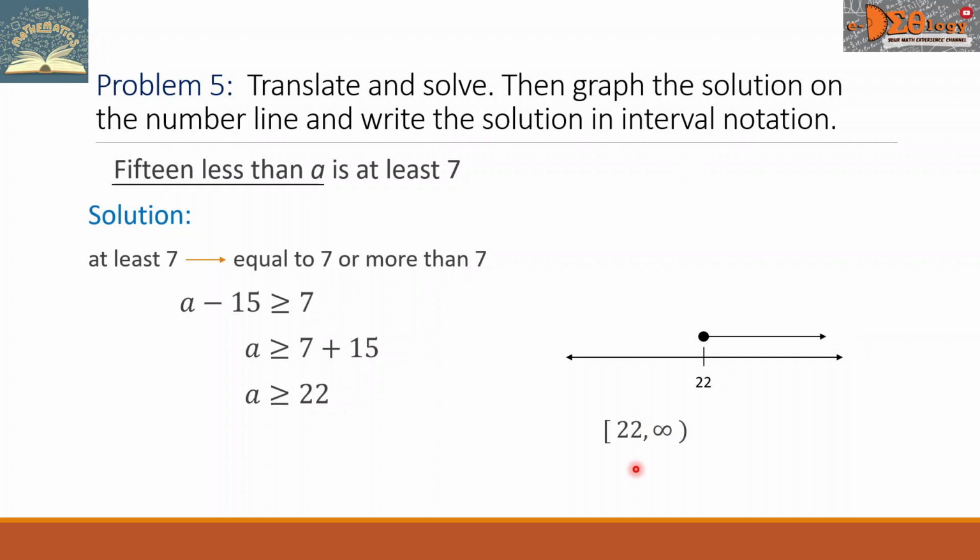For our interval notation, it starts with 22, comma, and those numbers going to the right infinitely are now represented by this infinity symbol. For the number 22, because of the solid dot, we put here a square bracket. For infinity, always we put parentheses.